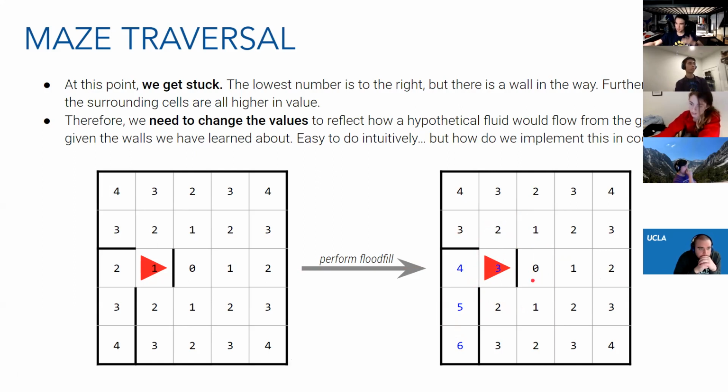So does that make sense? How we encounter a wall and then we're stuck, so we re-simulate, as if we poured water from 0, and see what would happen? Does anyone have any questions about that before we continue? No? All right, let's keep going.